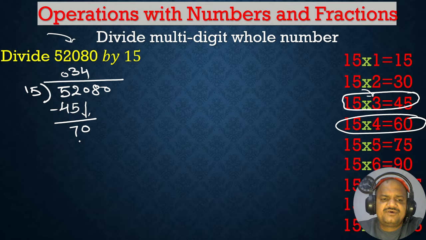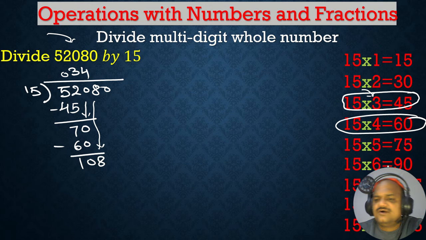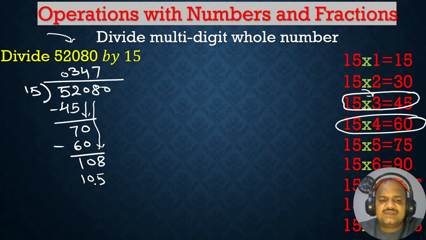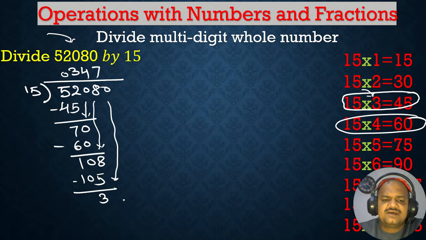15 times 4, 60 minus 10. Then 8 comes down. Now, where is 8, 108? 15 times 7 is 105. Make it minus. It will be 3. Now, this 0 comes down.